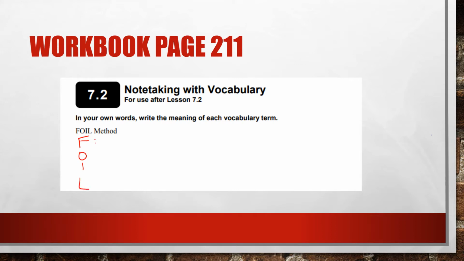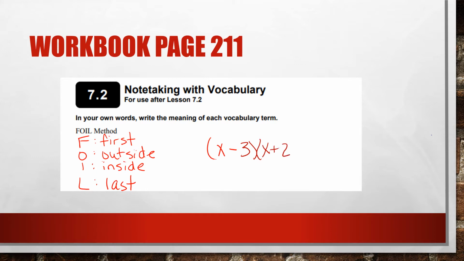F stands for first, O stands for outside, I then stands for inside, and then L stands for last. So the reason you need that is when you're multiplying something like this. So let's say x minus 3 times x plus 2. Okay, that's a binomial times a binomial.